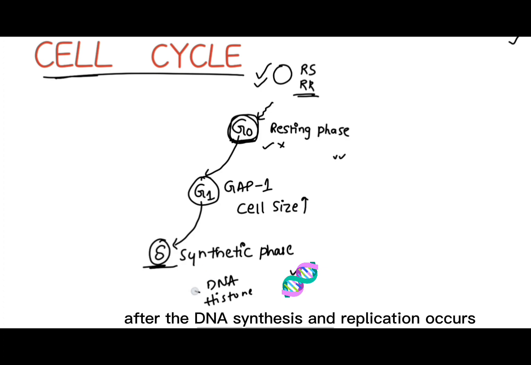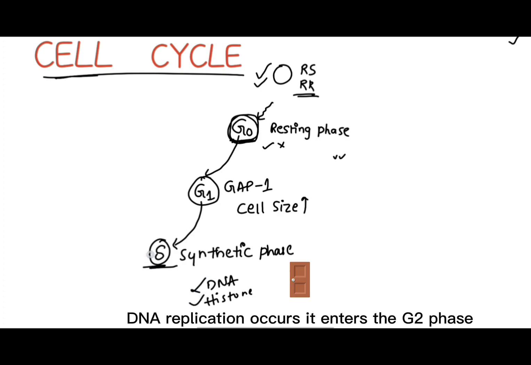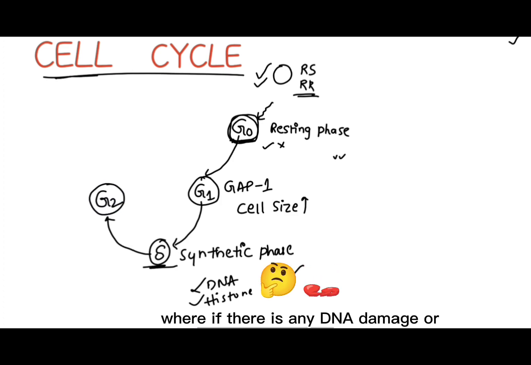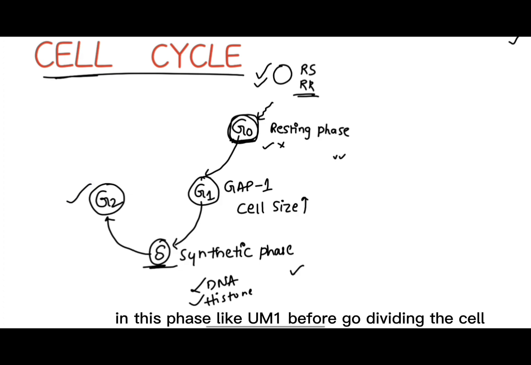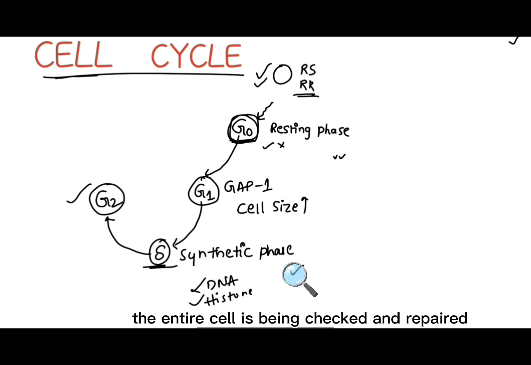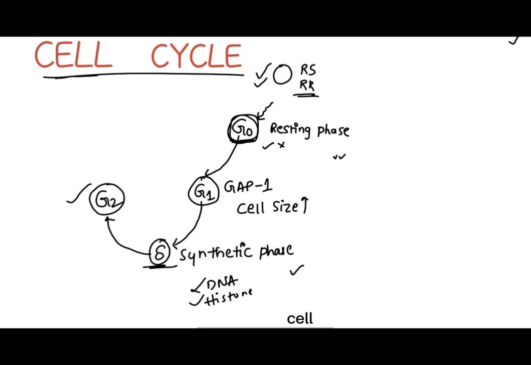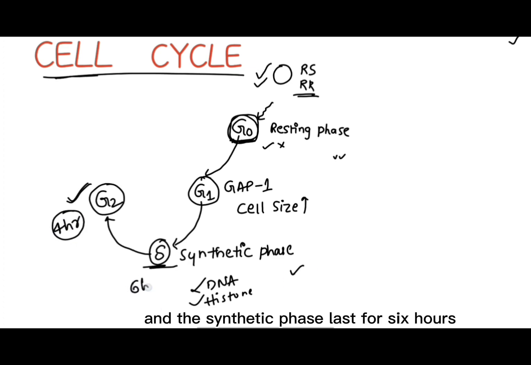So after DNA synthesis and replication occurs, it enters the G2 phase, where if there is any DNA damage or any damage in the cell, it is repaired in this phase. Like, before dividing, the entire cell is checked and repaired. So the cell is prepared for mitosis. G2 lasts for 4 hours and the synthetic phase lasts for 6 hours.